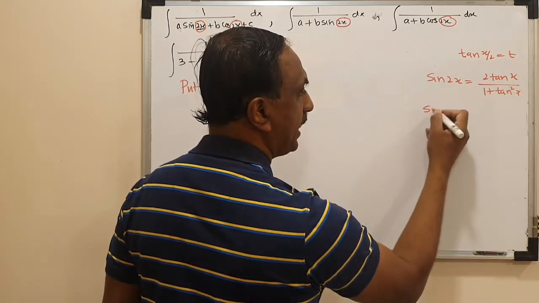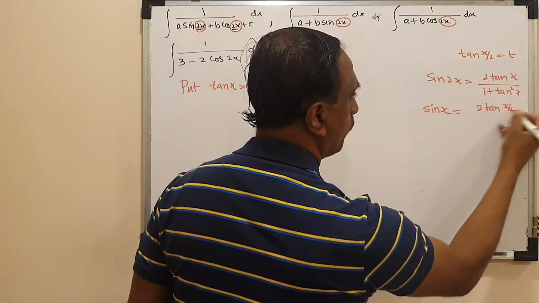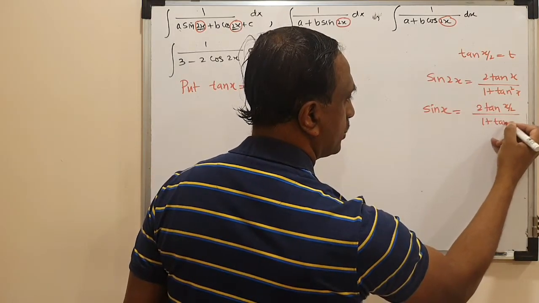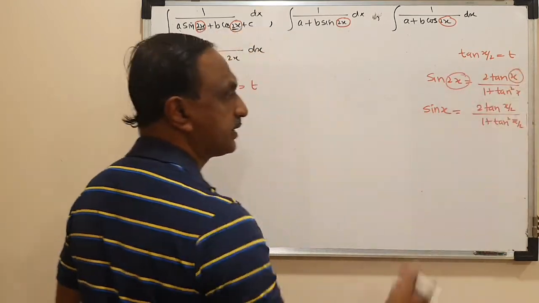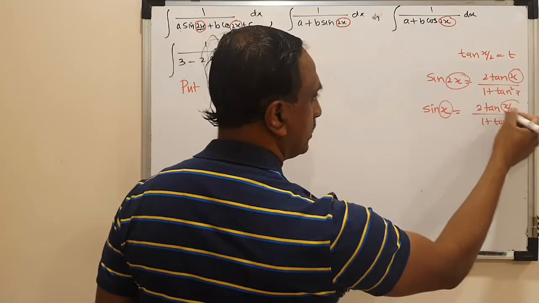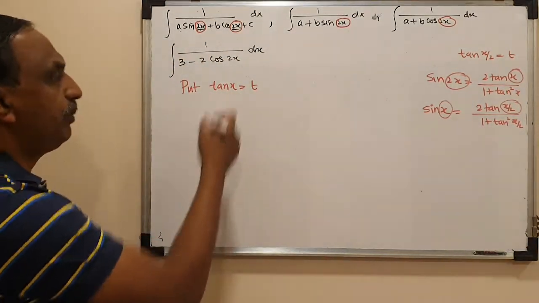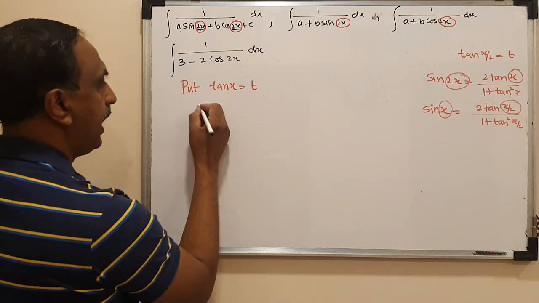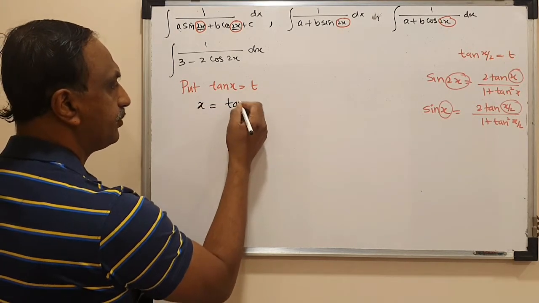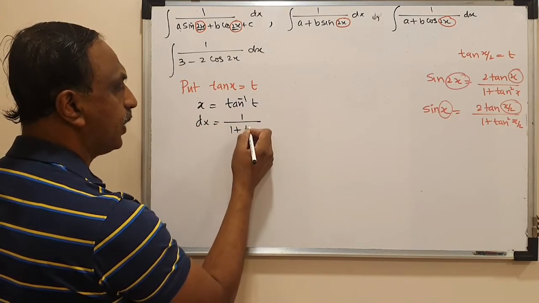Previously when we had sin x, we wrote it as 2 tan x by 2 upon 1 plus tan square x by 2. So if the angle is 2x, substitution is tan x. If the angle is x, substitution is tan x by 2. So that's all the difference that we have. So we will be putting tan x as t. So now our substitution became x equal to tan inverse t. So dx became 1 upon 1 plus t square into dt.